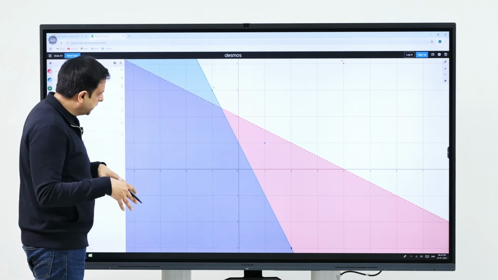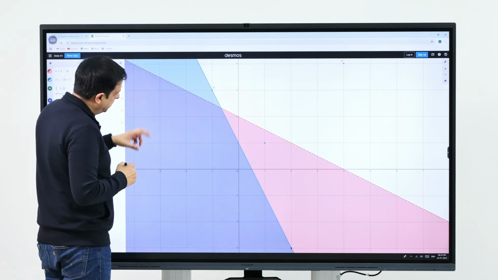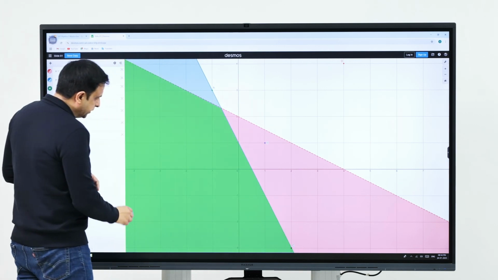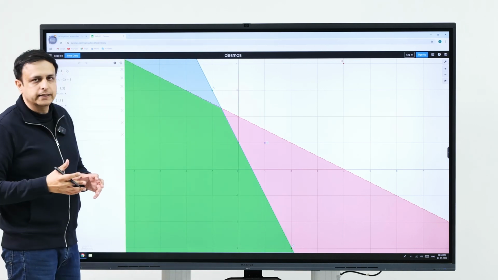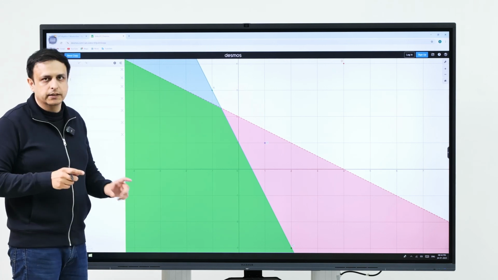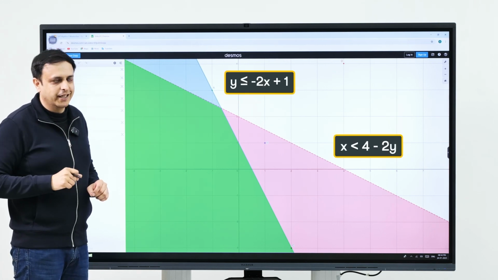So the common region here, which is really the intersection of the 2 half planes, which will actually be this region, will be the solution set of the system, because this region, or any point in this region, would satisfy both the inequalities.